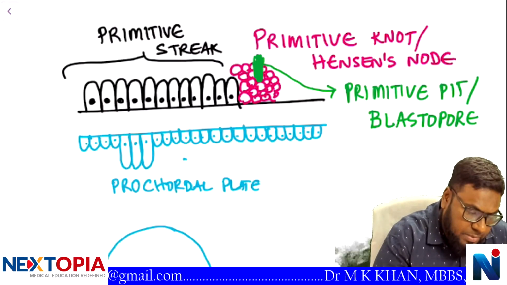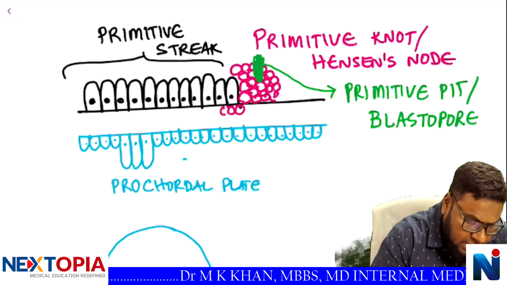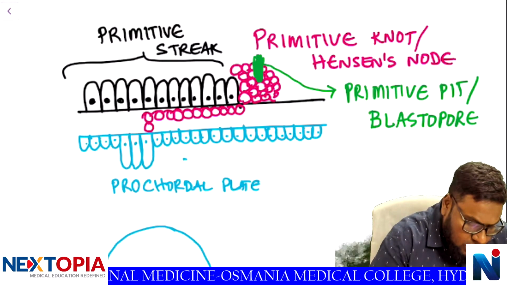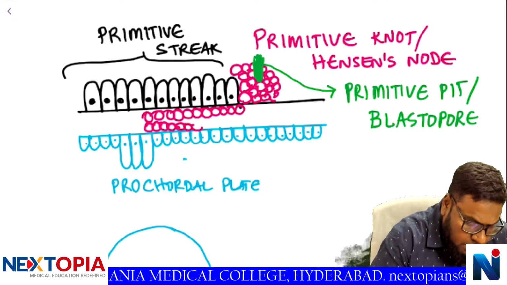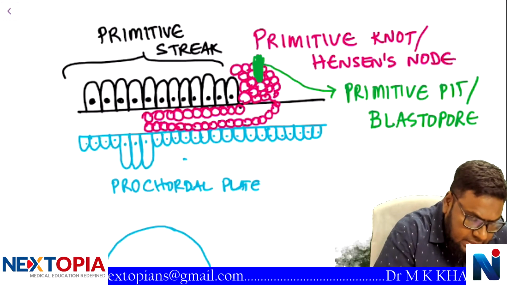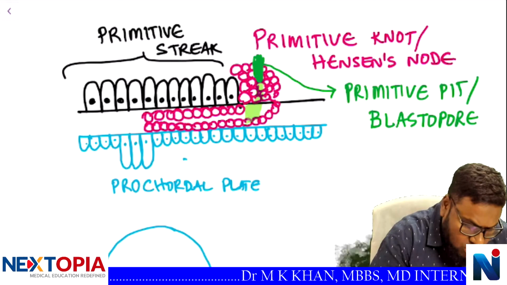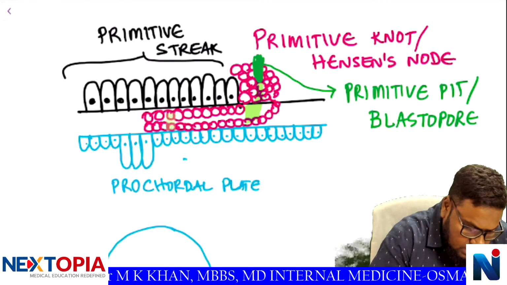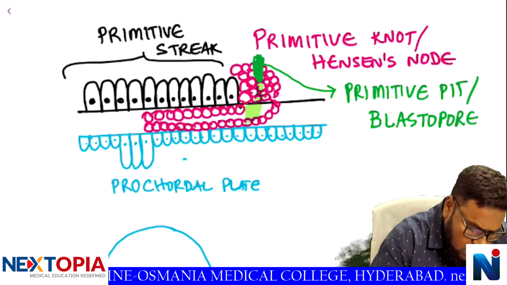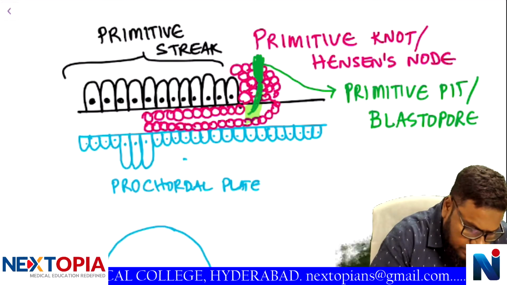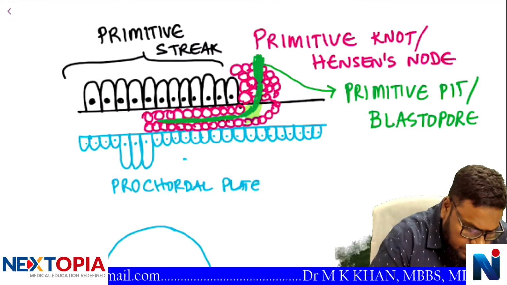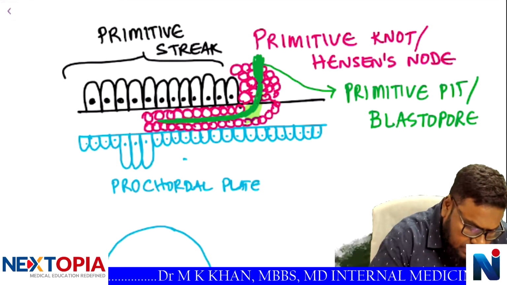The cells of the primitive knot are growing like this in between the cranial end of the primitive streak to the caudal end of the procaudal plate. All right, so these are the cells growing like this. In these cells, the blastopore is growing like this. All right, you follow the green color now. Follow the green color, so in this direction.